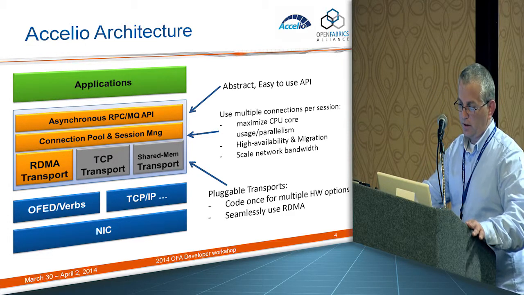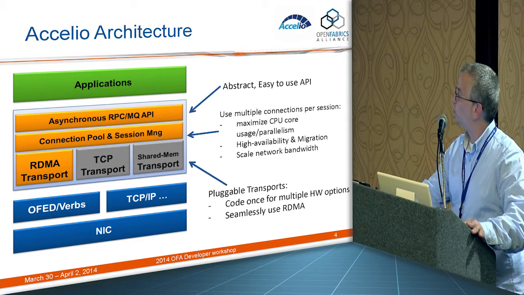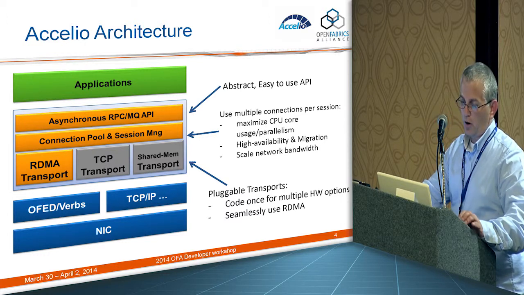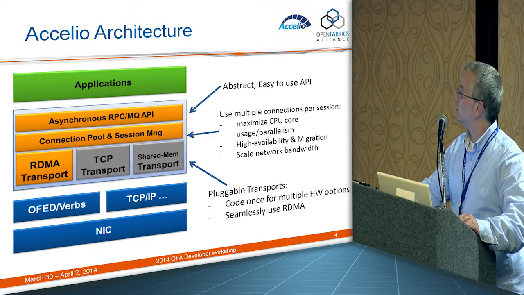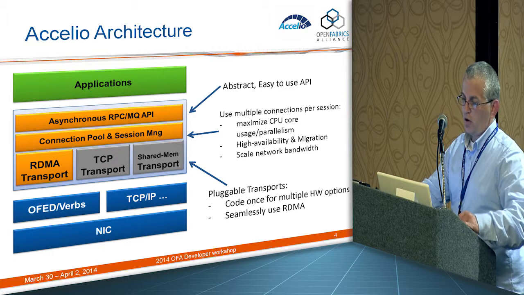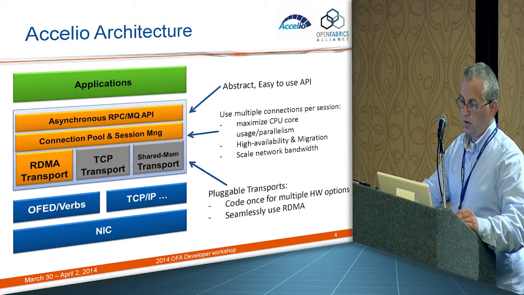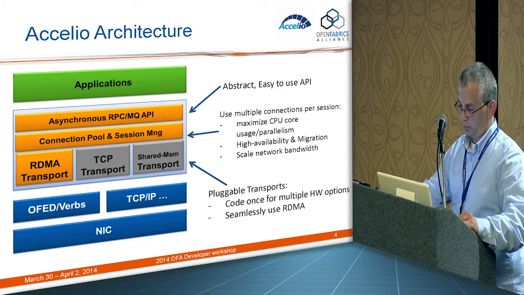The last layer is the transport protocol. Transports are pluggable. We started with RDMA as a native protocol, but we are now working on the TCP transport. It can be done for other transports, such as shared memory. So you write the API code once, and you get support for multiple transports.